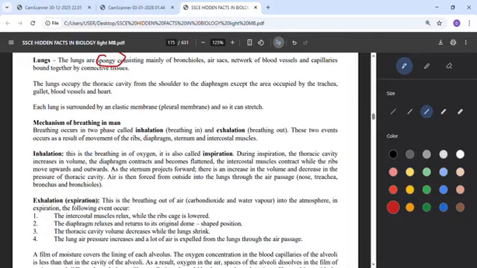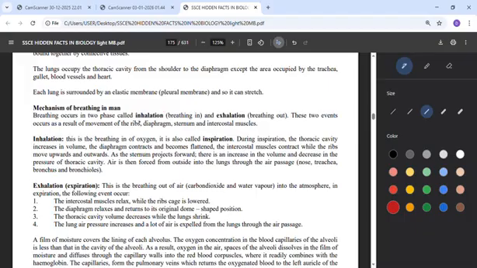Now another one is the mechanisms of breathing in man. When man is breathing, we have inhalation, which is breathing in, and exhalation, which is breathing out. While this is taking place, what are the things that accompany it? Let's start with inhalation, breathing in, which you can also call inspiration.